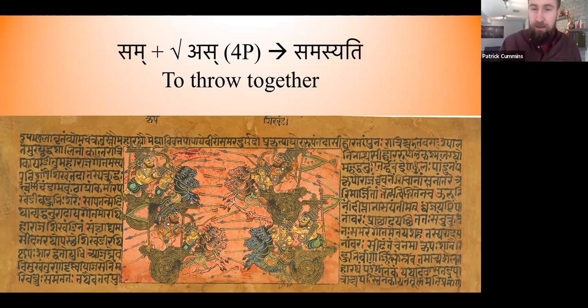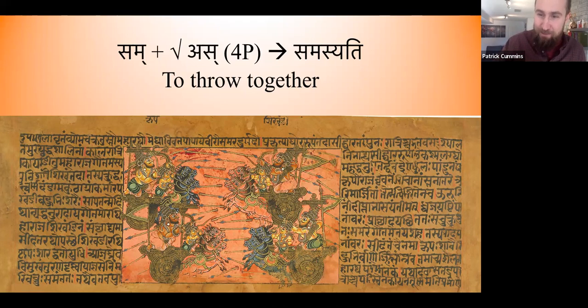And so the reason I chose this slide was that the root us is also used for, we would say shoot arrows, they would say throw arrows. So this is actually from the Mahabharata. It's Shikhandi and Krupa, throwing or compounding arrows.